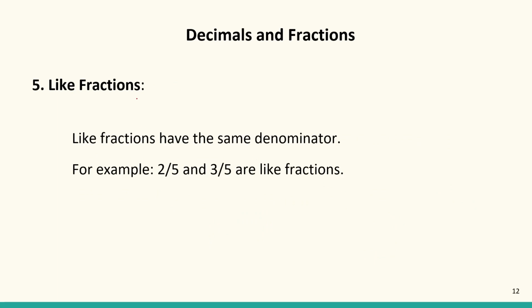So what are like fractions? Like fractions have the same denominator. For example, 2 by 5 and 3 by 5 are like fractions. The condition is P by Q and another one R by Q, where Q is not equal to 0. In this case these are called like fractions, as both have the same denominator, that is Q. So the same denominator implies like fractions.